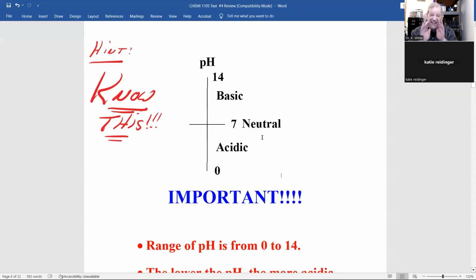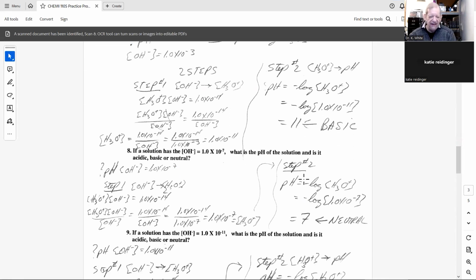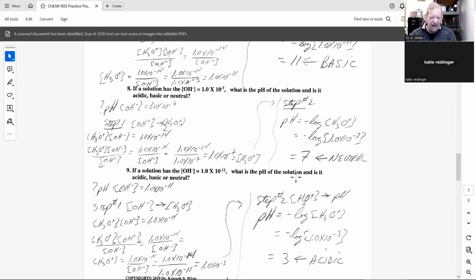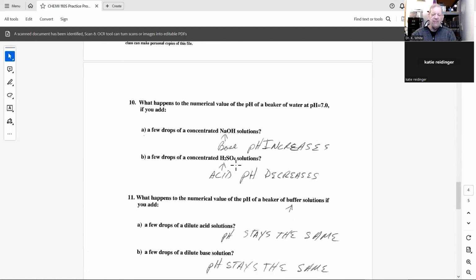And you've learned and know this chart. Below 7 is acidic, above 7 is basic, at 7 is neutral. And we're at 11, that's above 7, so it's basic. And if you look at the problem set, I have a couple more here for you to look at on your own.